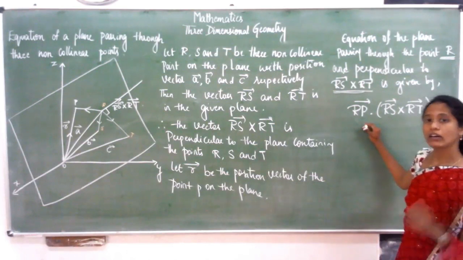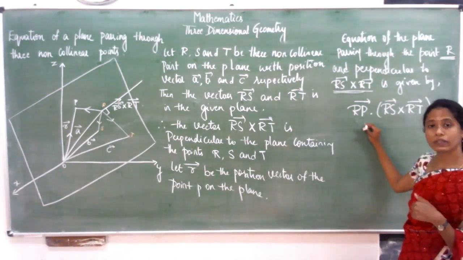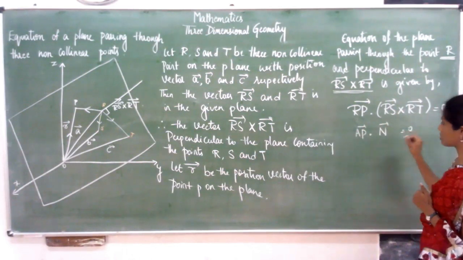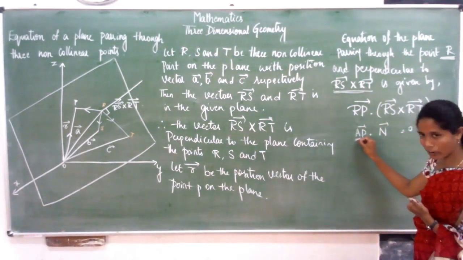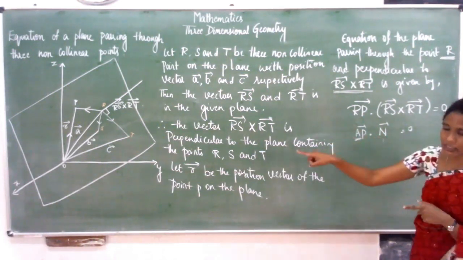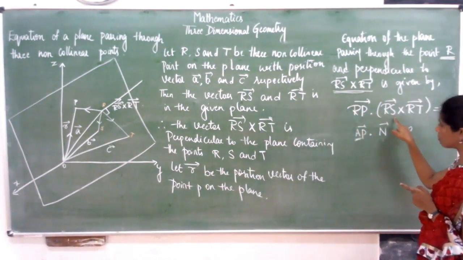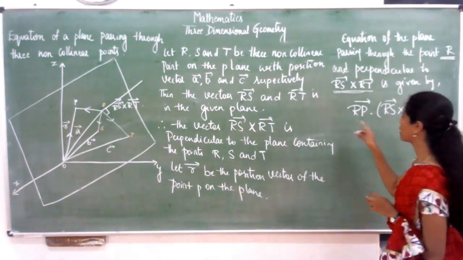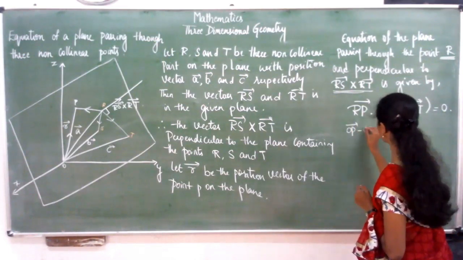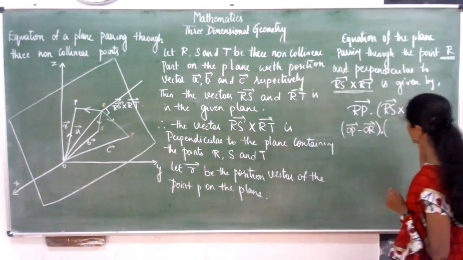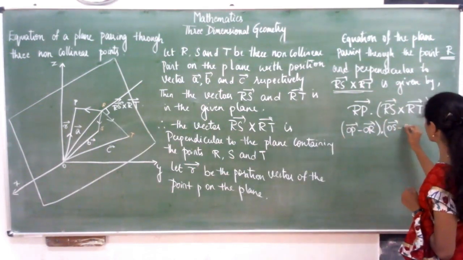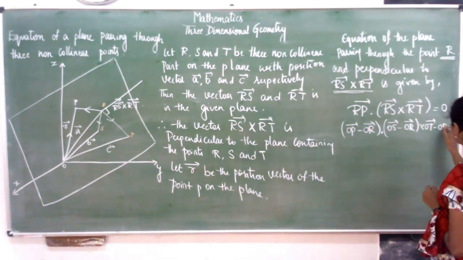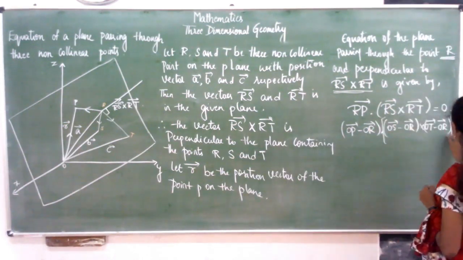This we have written from the derivation which we have already learned in the previous class. There we wrote that vector AP dot vector n is equal to 0. That is the plane which was passing through the point A and perpendicular to n. Here the plane is passing through the point R and perpendicular to the vector RS cross RT. So now vector RP can be written as vector OP minus vector OR, dot vector RS can be written as vector OS minus vector OR, cross vector RT can be written as vector OT minus vector OR, is equal to 0.